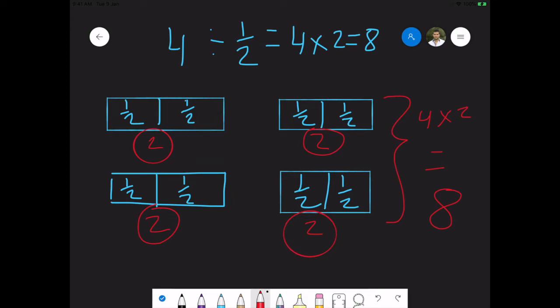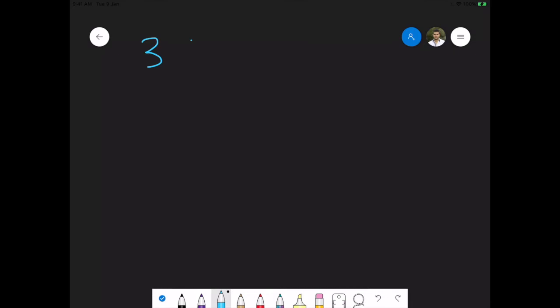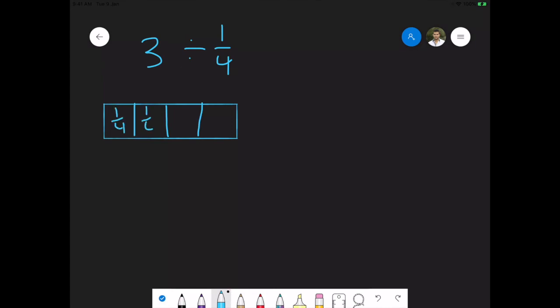Let's solve one last problem. How about 3 divided by a quarter, which means how many quarters go into 3? Let's start with the 1 whole. How many quarters in 1 whole? We have 4 of them, right? Here it is. So if I have 4 of them in 1 whole, how many in 3 wholes? So I will do 3 times 4, which is 12.